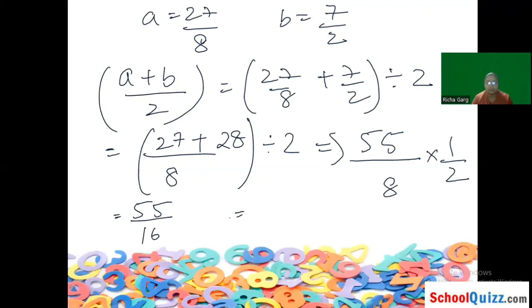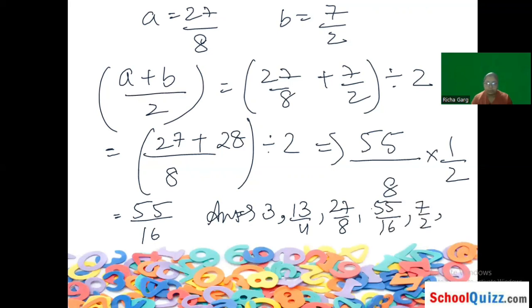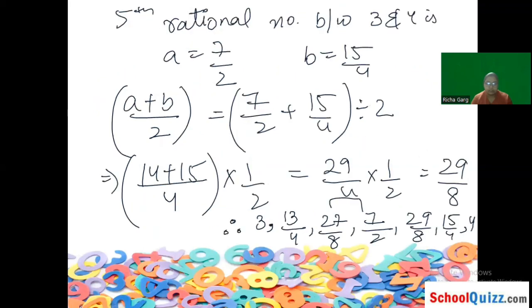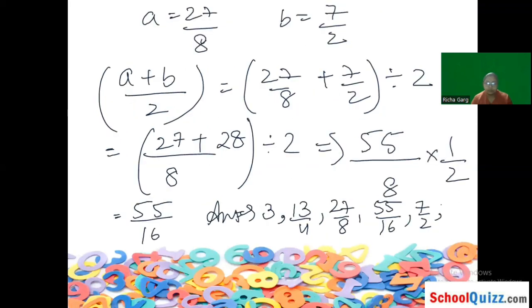So we have got the 6 rational numbers. So the answer will be 3, comma 13 by 4, 27 by 8, then 55 by 16, 7 by 2, 29 by 8, 15 by 4 and 4. Okay, so 1 2 3 4 5 6 numbers are there. Now, a long process. Okay, we have taken 6 sheets to complete this question.